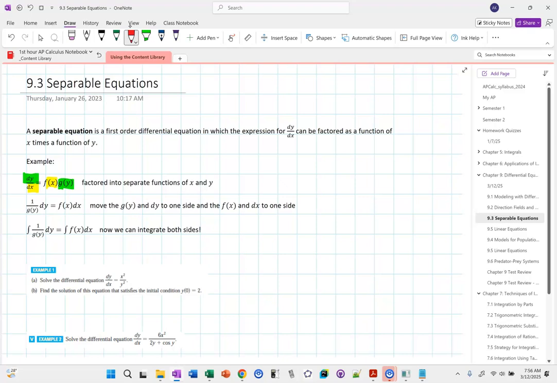So I'll divide both sides by g of y and multiply both sides by dx. So I'd have 1 over g of y dy equals f of x dx. Everybody feel okay with that? Some basic algebra stuff. Now that I've separated the y's and the x's onto separate sides, I can integrate both sides, and we know how to do those problems, right? Ideally, right?